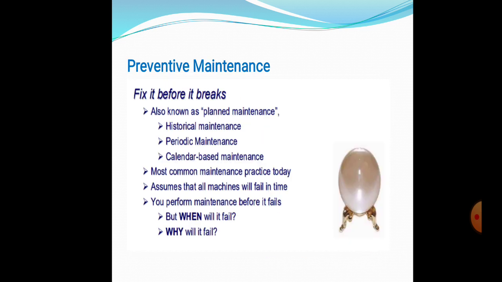Preventive maintenance. Preventive means that before the failure, you make a plan. It is also known as planned maintenance, historical maintenance, periodic maintenance, and calendar-based maintenance. This is the most common maintenance practice today. Prevention is better than cure. We assume that all machines fail in time, and these are the assumptions for preventive maintenance. You perform maintenance before it fails. When will it fail, and why will it fail? These are the two questions you have to ask during preventive maintenance.